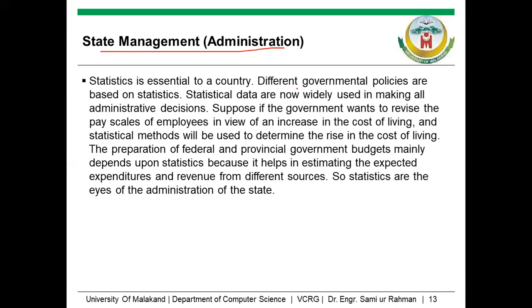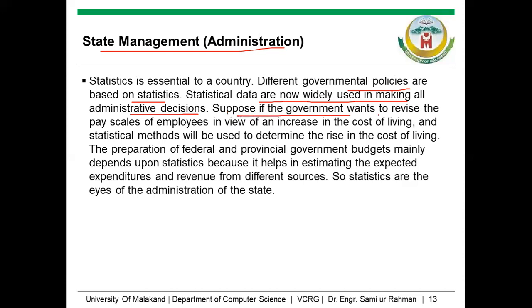Statistics is essential to a country. Different governmental policies are based on statistics. Statistical data are now widely used in making all administrative decisions. Okay, so there is a term used: informed decision. Informed decision means that if you have sufficient data and information, you can take correct decisions.